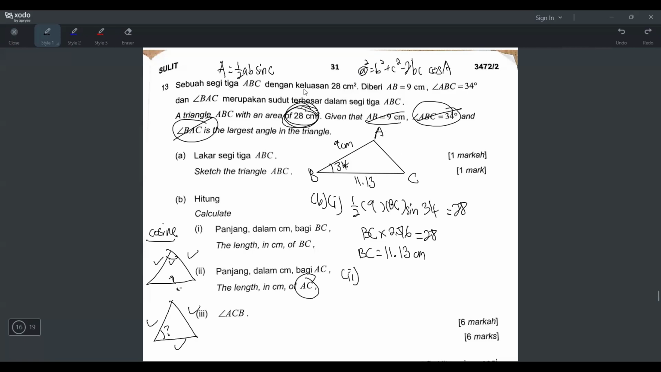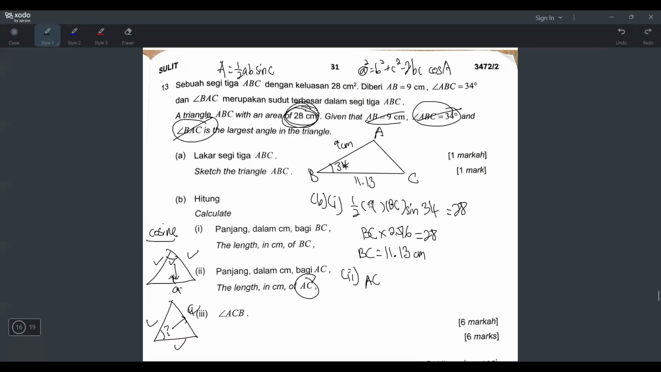Okay, the way I teach my students, if you want to know which side is the A, you look at who is in front of the angle. You look at the opposite angle. So if the angle is here, then this is your A. But for example, if this one is the angle you want to find, then this one is your A. So can you tell me for this case which one is my A? AC, because my angle is here. So the one opposite the angle, that is the small a. So your AC will be your A.